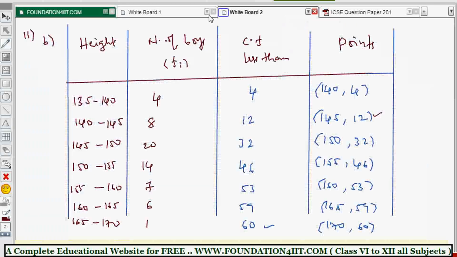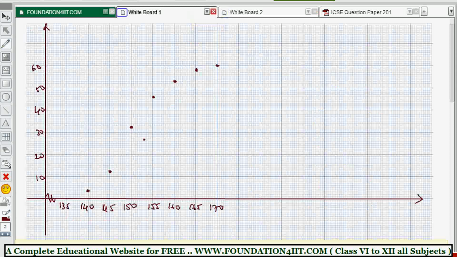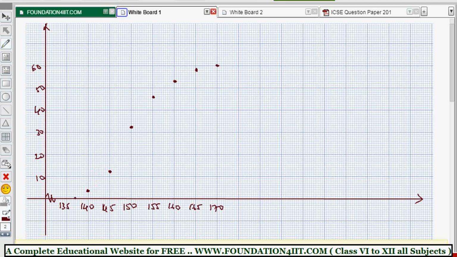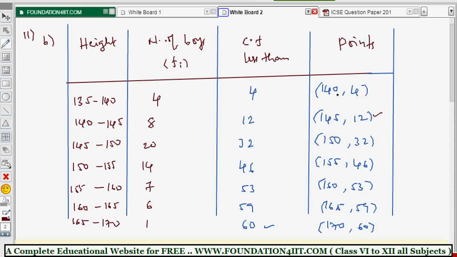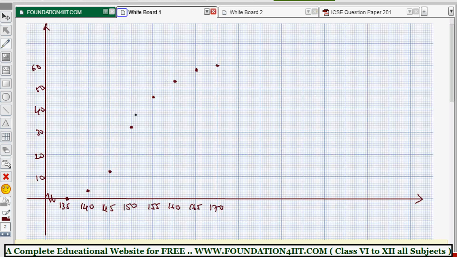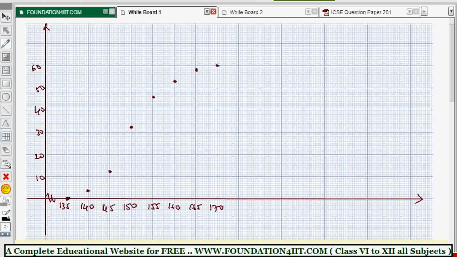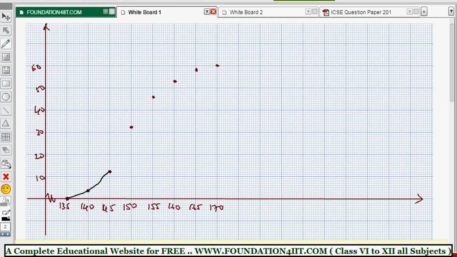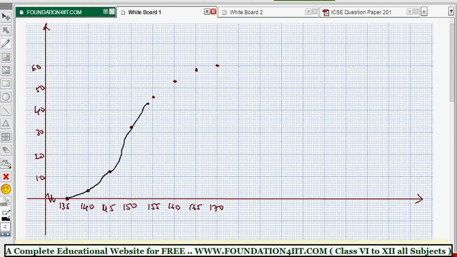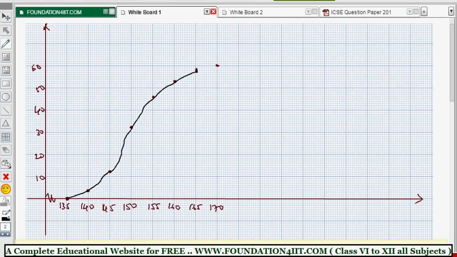Okay, this is the data. We just plot this and you can join. So the starting point is 135, you can put it at 0. Whenever you start at 140, then 135 should be 0. This is the starting you should take. Then extend and join with these lines, okay, the frequency curve, you can join freehand.